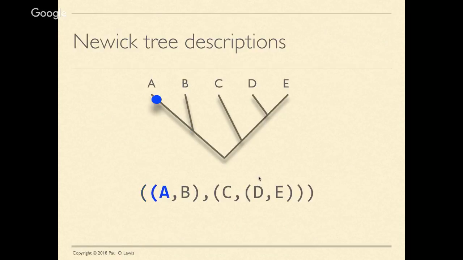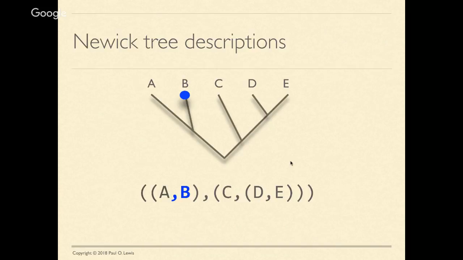Whenever a node has a name, we list it immediately after arriving at it, but only if it's a leaf node. If internal nodes have names in the tree, then we only spit out their names the second time we visit them. Here we've written a left parenthesis because we moved to the left child, and we've written an A because that's the name of the taxon associated with this leaf or tip node.